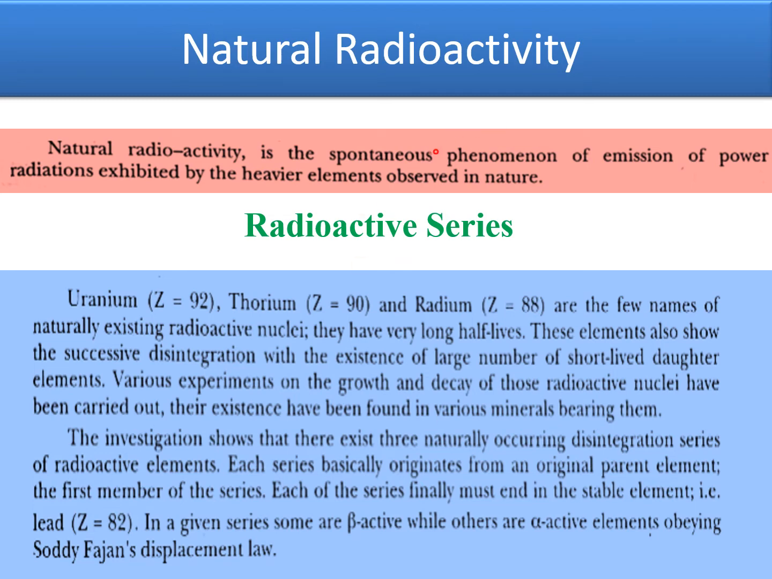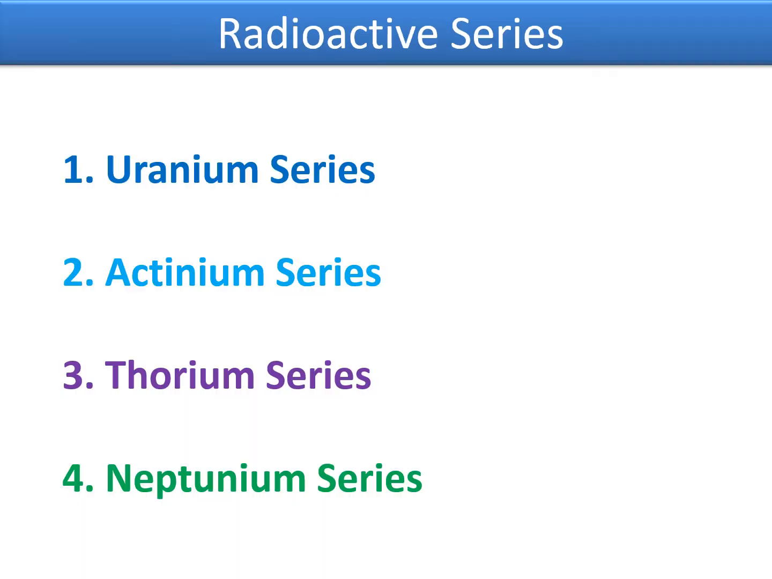Natural radioactivity is the spontaneous phenomenon of emission of alpha, beta, gamma or other radiating particles. Spontaneous is important; spontaneous means natural. Generally, radioactive materials are uranium, thorium, radium, higher elements whose atomic number is very high. This shows radioactive phenomena because the nucleus is unstable. And why is the nucleus unstable? Because the number of neutrons is very high.